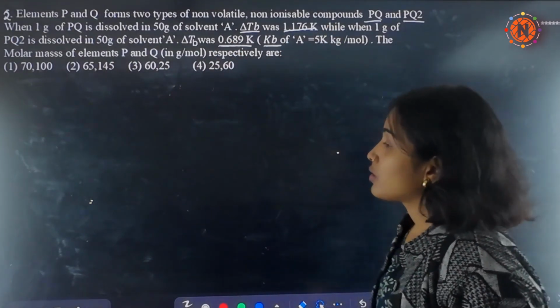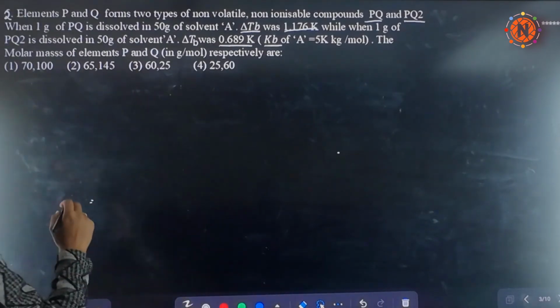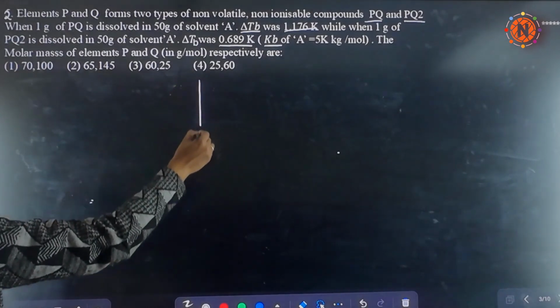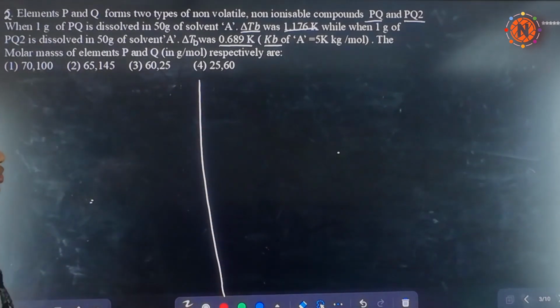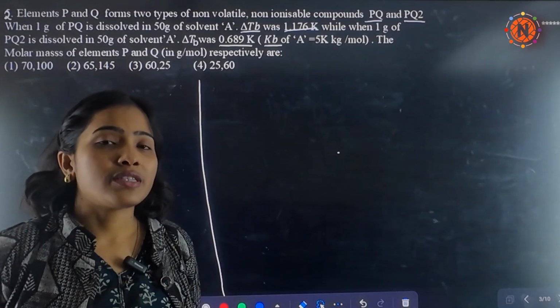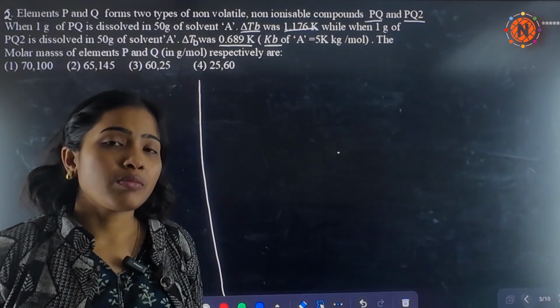Here, first of all, we have to know the concept of elevation of boiling point. So what is elevation of boiling point?